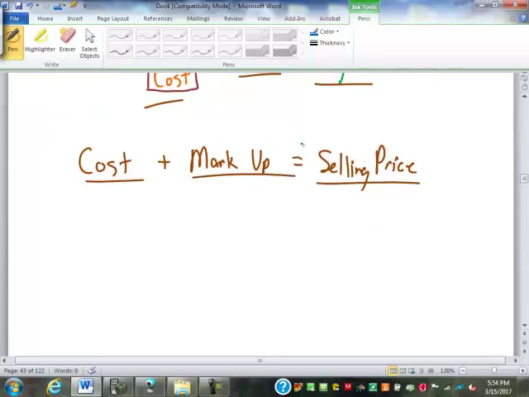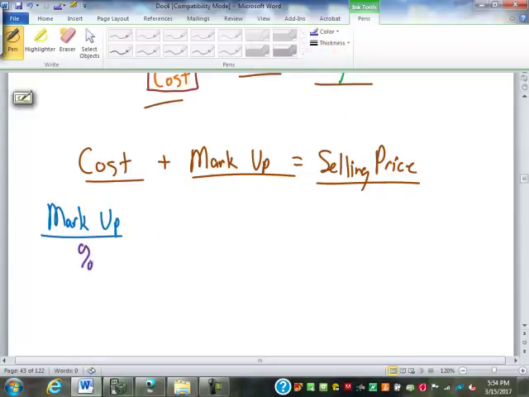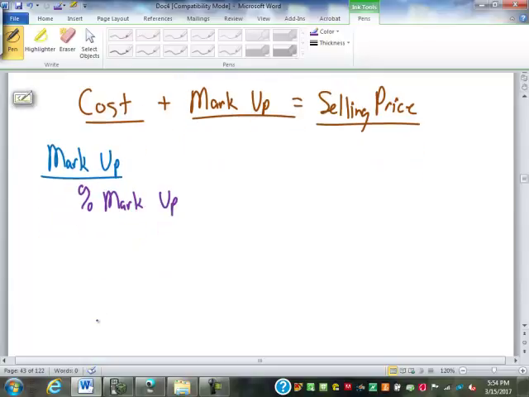There are two types of markup, I should say. We have the percent markup, which is a percent, and then there's the dollar markup.